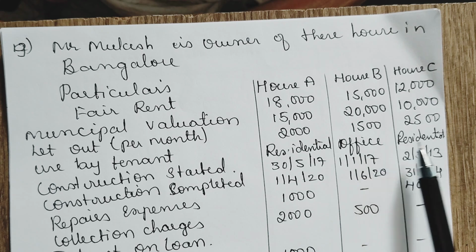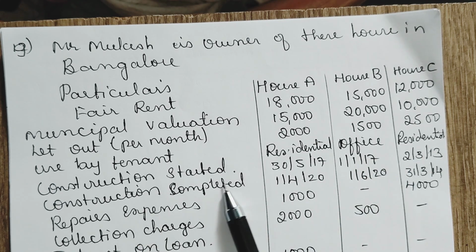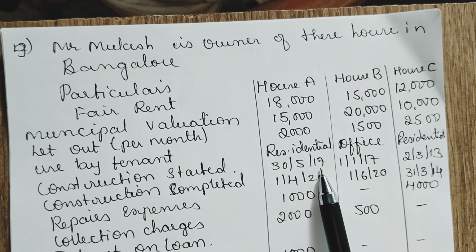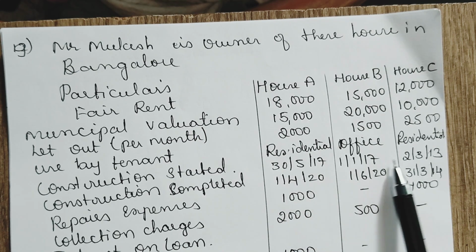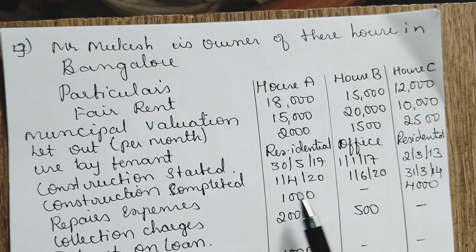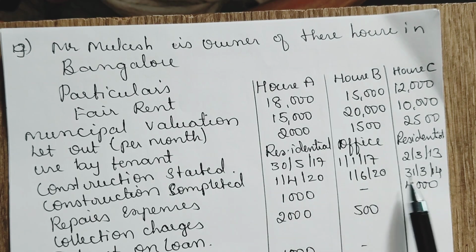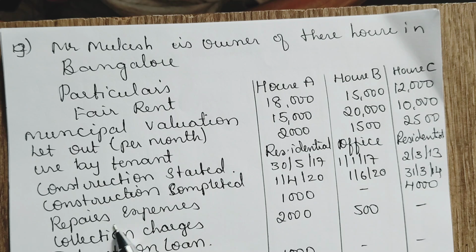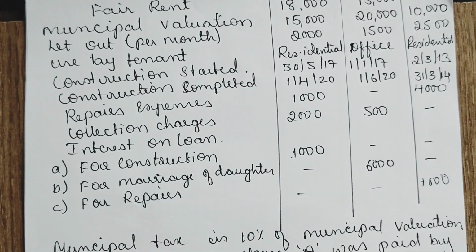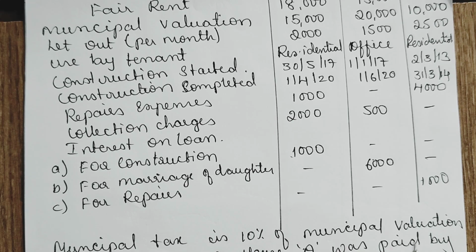Residential, office, residential. Construction started 13 May 2017, 1st January 2017, 2nd March 2013. Construction completed 1st April 20, 1st June 20, 31st March 14. Repair expenses, collection charges, interest on loan for construction, for daughter's marriage, and for repair are given. Municipal tax is 10% of municipal valuation.